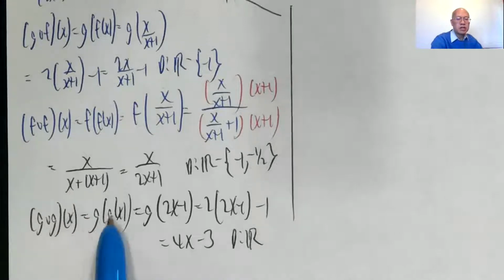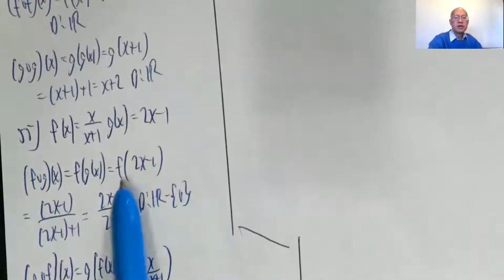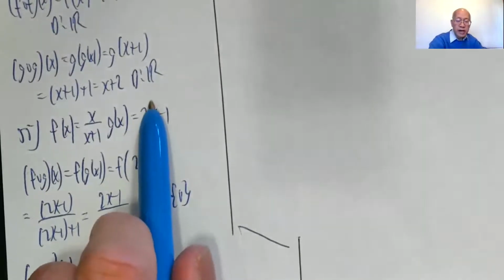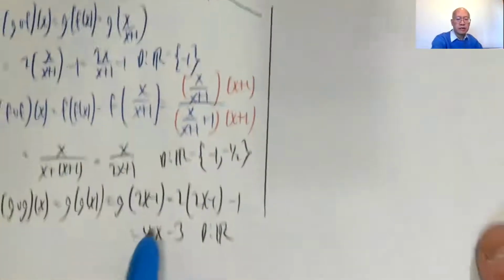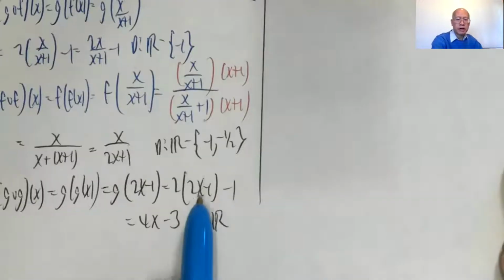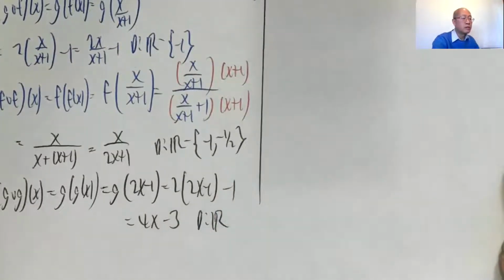g∘g means g of g of x, g of 2x minus 1. So right here, the next step, you put 2x minus 1. So it's 2 times (2x minus 1) minus 1. That's 4x minus 2 minus 1, 4x minus 3. Domain is all real numbers.